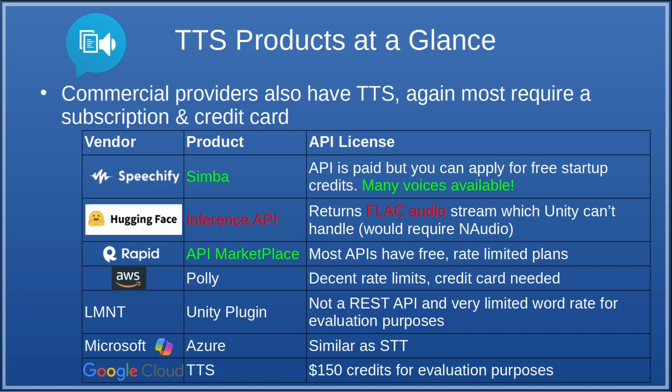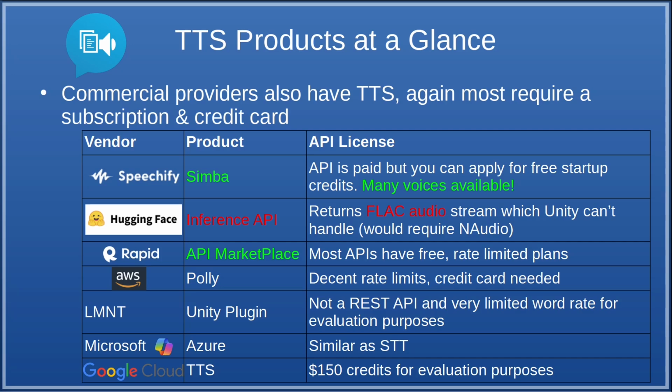So text-to-speech products. At the top, Speechify. They have a product called Simba. They have a massive amount of voices, like over 40 just in English alone. American English, British English, but also Indian English, Australian English. And they have many more languages. Their API is paid for.